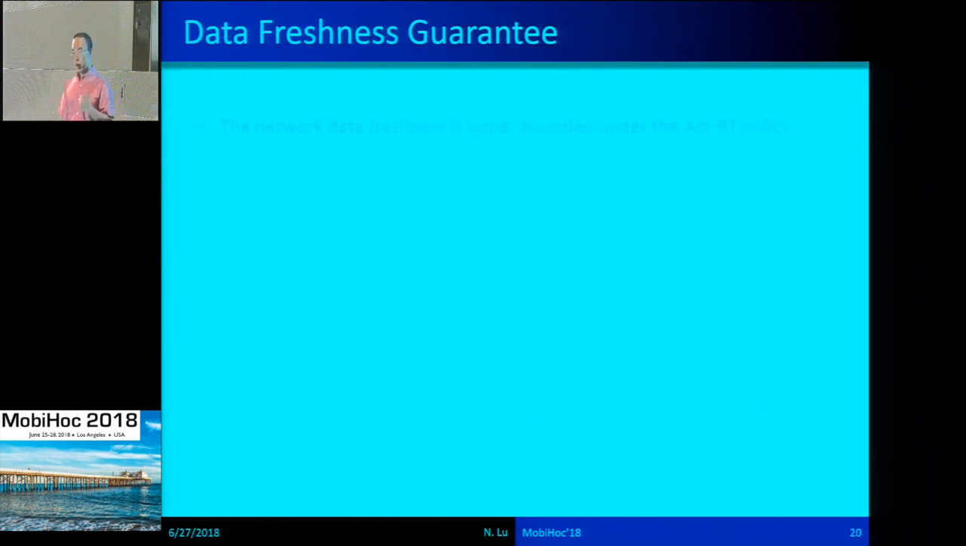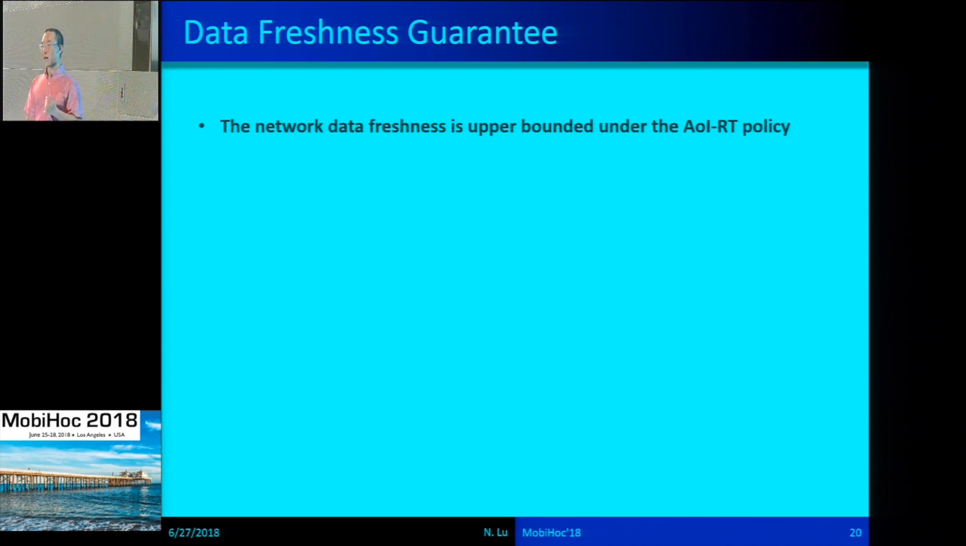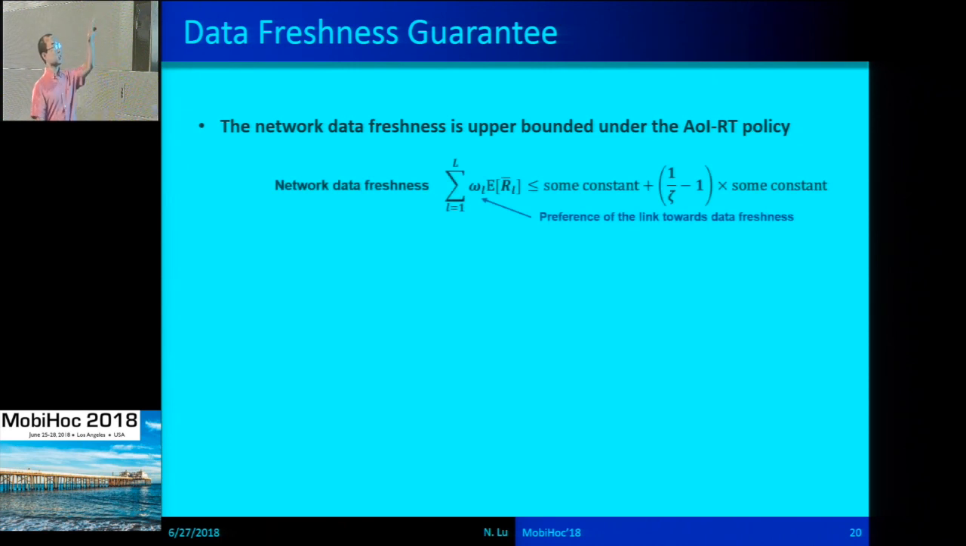We then derive an upper bound on the defined network data freshness. The network data freshness is defined like that: a summation over all links of weighted expected AOI, where the bar means the AOI in steady state. This is upper bounded by some constant plus 1 over (1 minus zeta) times some constant. Here, omega_L is just the preference of the link towards data freshness. The proof is done by considering another Lyapunov function.